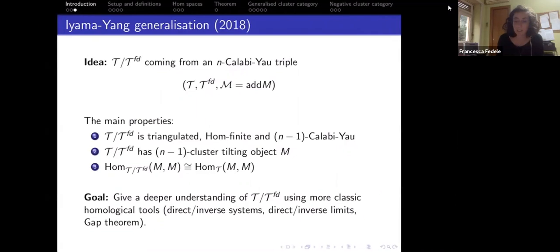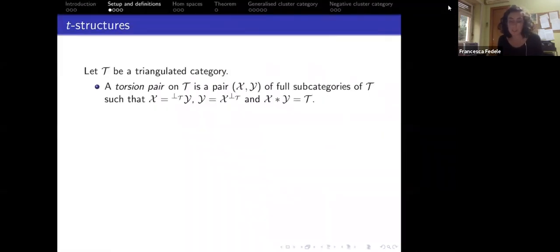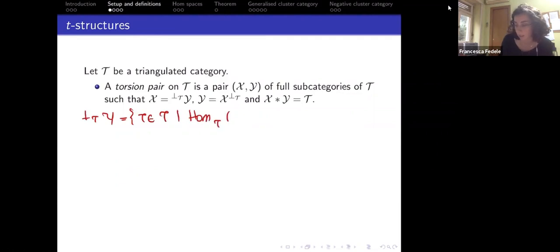So we can start with our setup and some definitions to see what we're working with. I'm pretty sure you're all quite familiar with the concept of torsion pairs and t-structures, but just as a quick recall, a torsion pair on a triangulated category T is a pair of full subcategories such that X is the left perp of Y, Y is the right perp of X, and X star Y is equal to T, where the left perp of Y is the set of objects in T such that hom over T of these objects comma Y is 0.